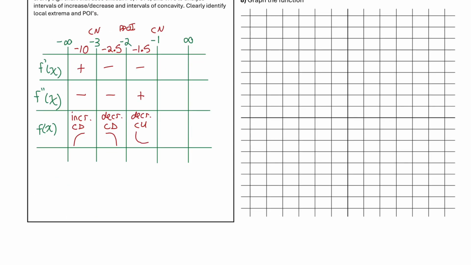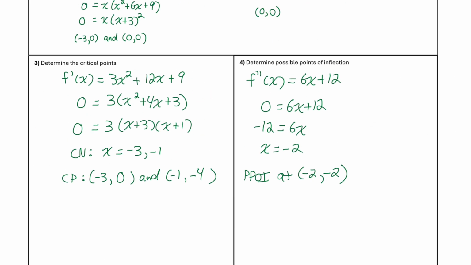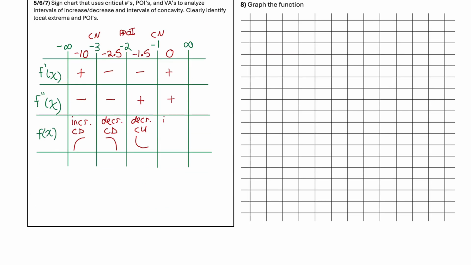And then the last interval from negative 1 to infinity, I'll pick a test value of 0. Into the first derivative, I would get a positive answer. Into the second derivative, a positive answer, which means it's increasing and concave up. Now you can imagine if you were to connect all of these pieces together into one continuous curve, that's going to be the shape of f of x.